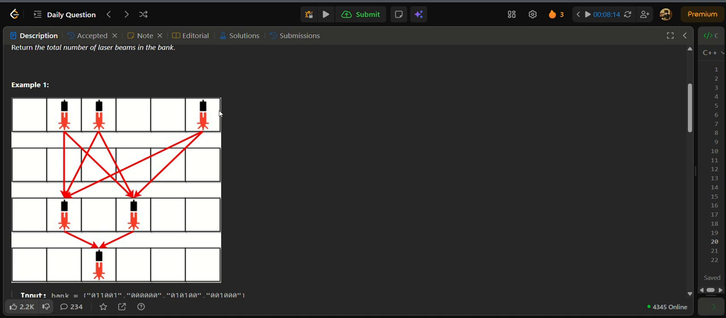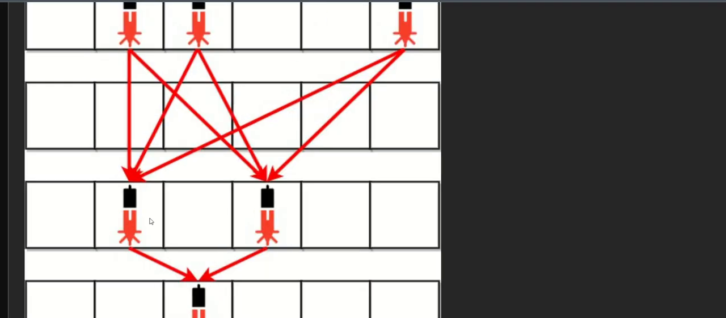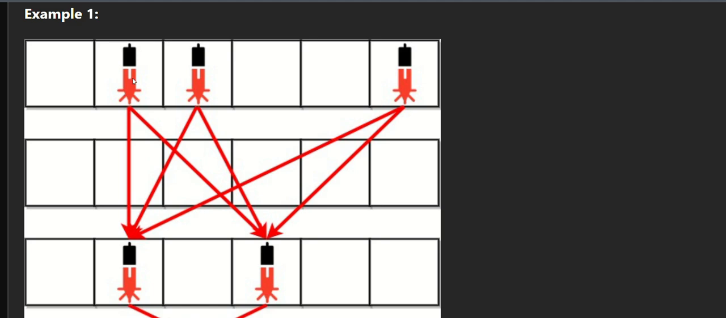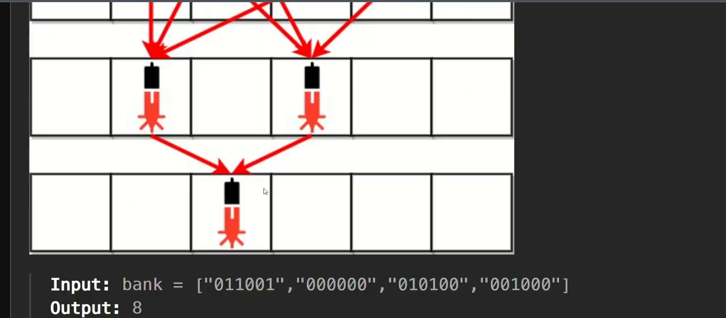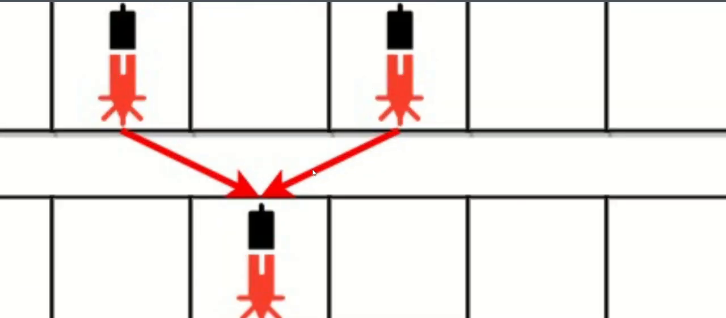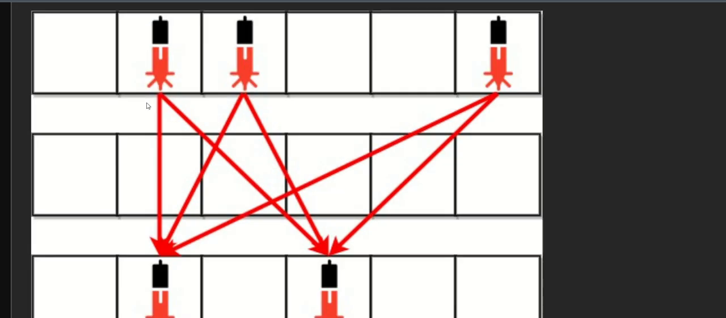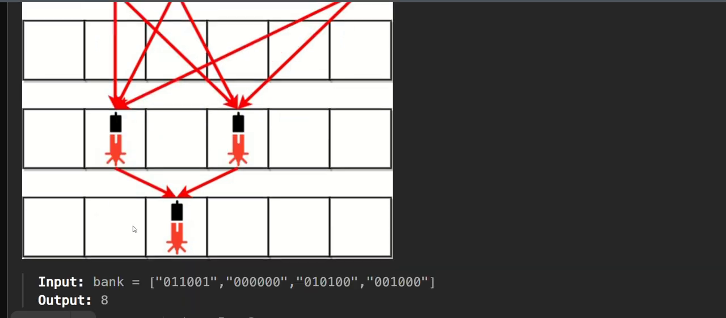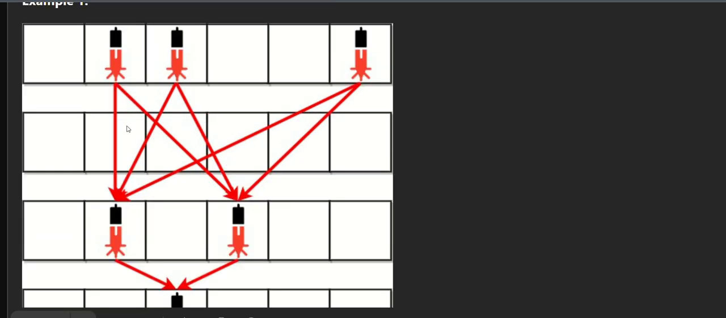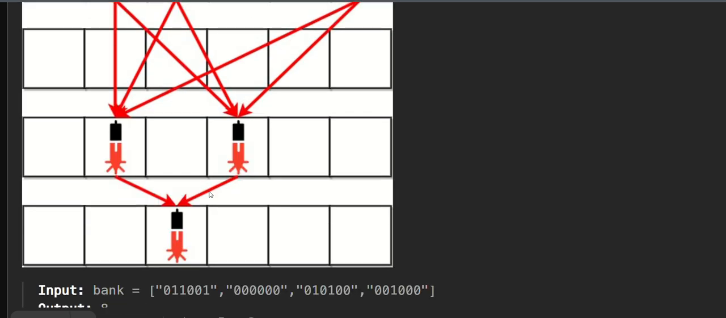If we have three security devices in the first row, and two security devices in the third row, the total number of lasers would be 3 into 2. If we only see the first matrix, this would be 3 into 2, and for the next matrix, it would be 2 into 1. So we are only multiplying the previous number of security devices into the current one and summing it all: 3 into 2 plus 2 into 1.